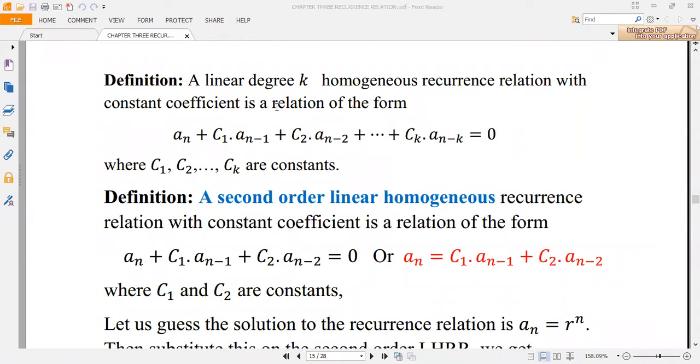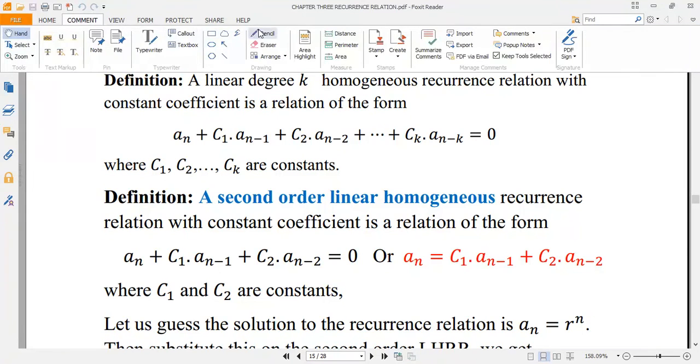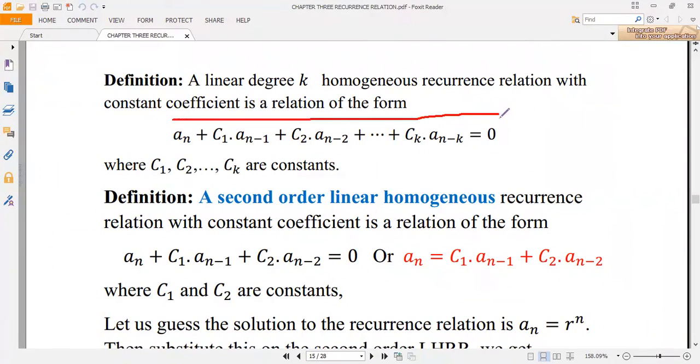Hello everyone. Today we will see about the solution of second order linear recurrence relations with constant coefficients. From the definition, a linear degree k homogeneous recurrence relation with constant coefficients is defined by this one. Here k is the order, and c1, c2, ..., ck are constants. So it's a homogeneous recurrence relation with constant coefficients. And it's linear because there is no power or product of the terms of the recurrence relation.